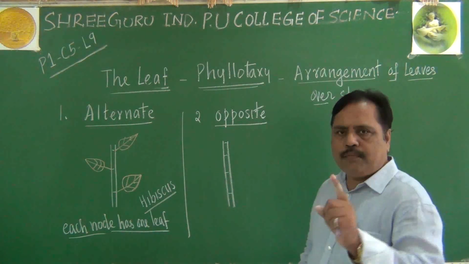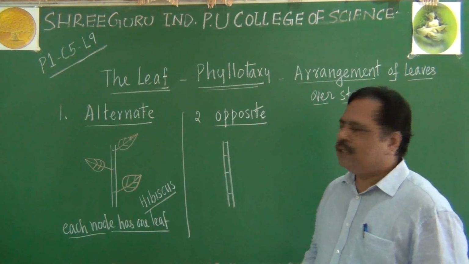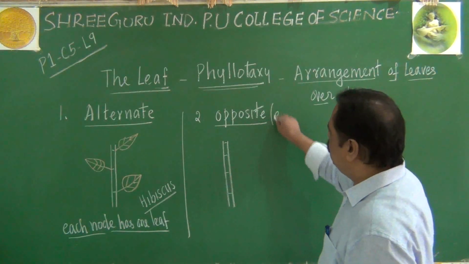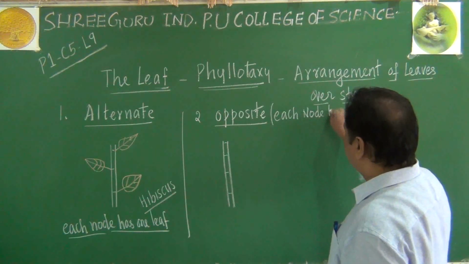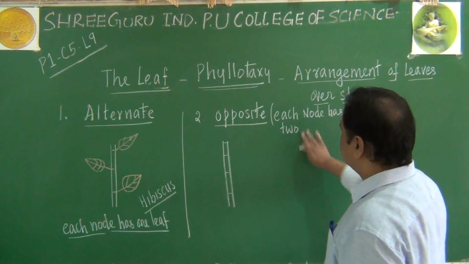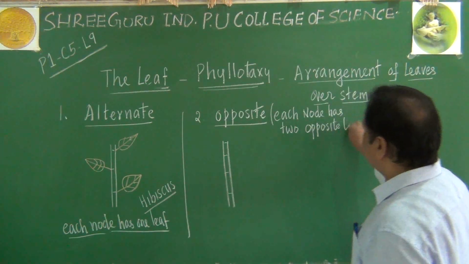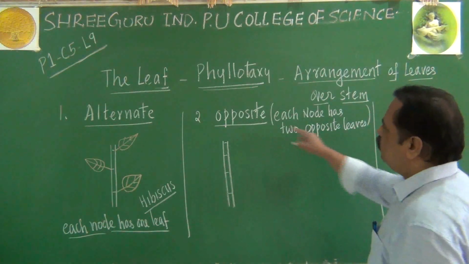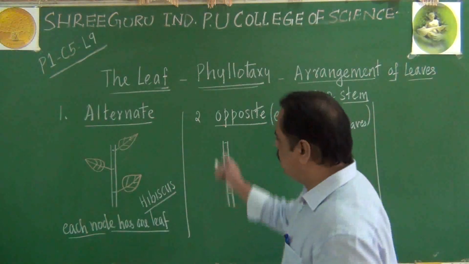If each node bears 2 opposite leaves, then it is called the opposite phyllotaxy. Each node has two opposite leaves means, then we will call it as, what is that? Opposite phyllotaxy. There can be further two types.